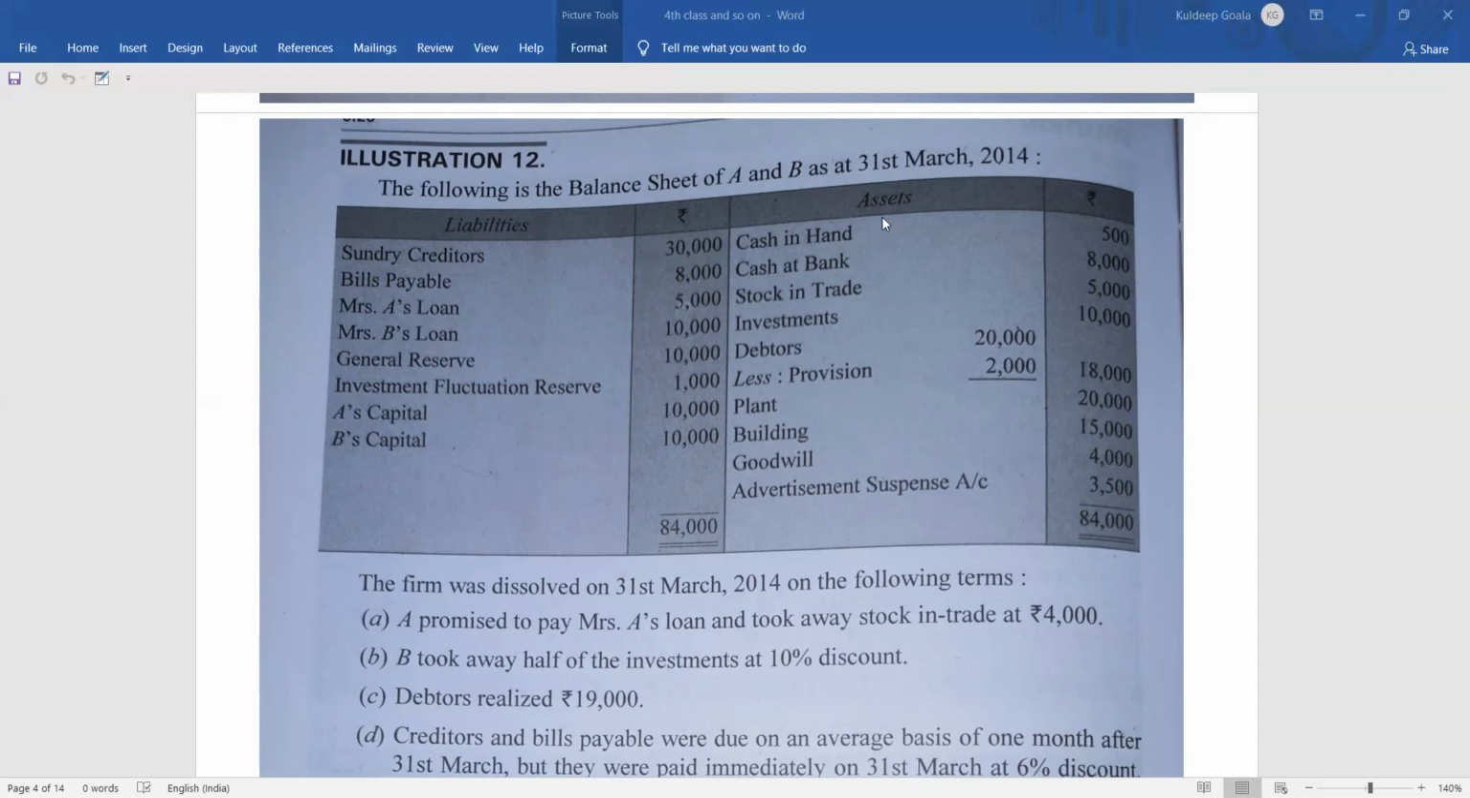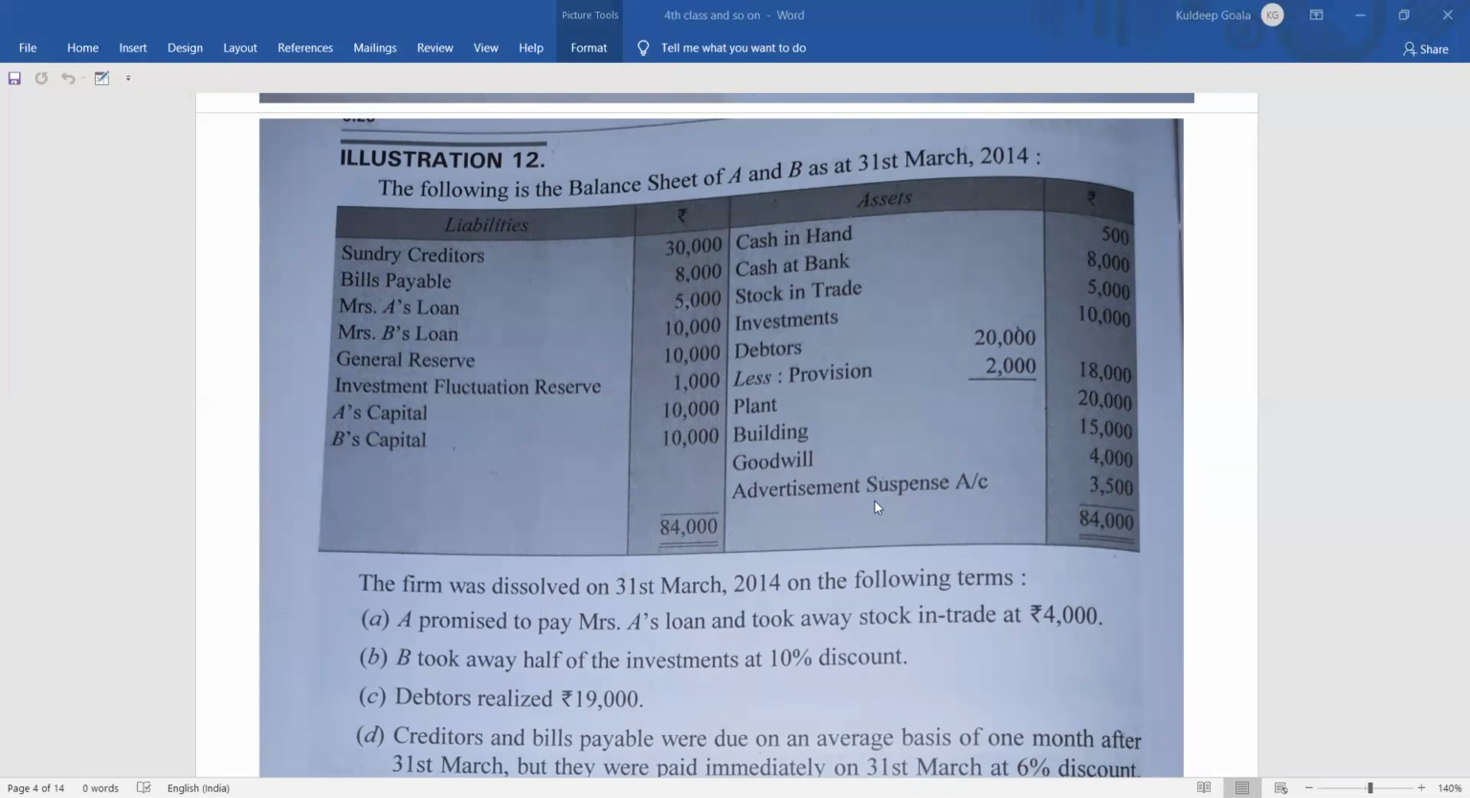Then coming to the asset side, we have cash in hand, cash at bank, stock in trade, investment, debtors 20,000 less provision, plant, building, goodwill, and advertisement suspense account. What we can do from here: except cash in hand and cash at bank, we can go for the other items. And advertisement suspense account is an accumulated loss, so it will go to the capital account debit side.